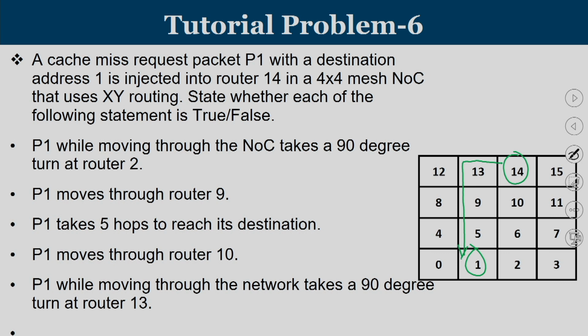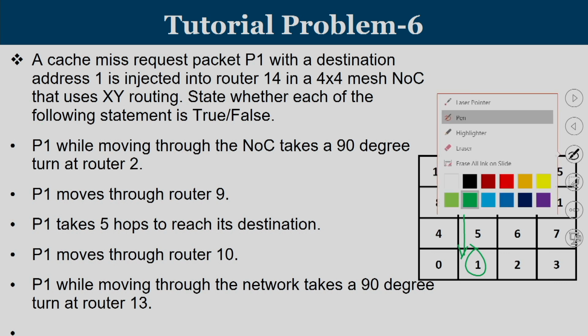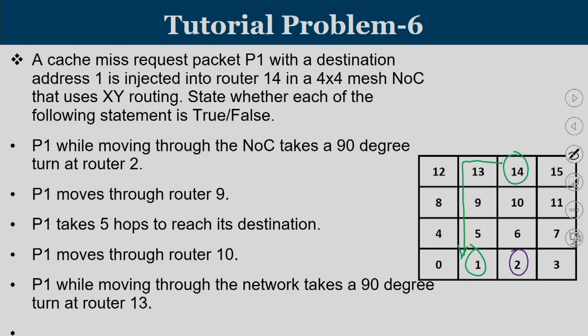So, we will take the first statement. P1 while moving through the NOC takes a 90-degree turn at router number 2. So, this is router number 2. It never reaches router number 2. So, the first statement is false. It is actually taking a 90-degree turn at router number 13. So, the answer is wrong. Next, P1 moves through router number 9. Yes, in its path we can see that the packet moves from 14, 13, 9, 5 and 1. So, P1 moves through router number 9, that is true.